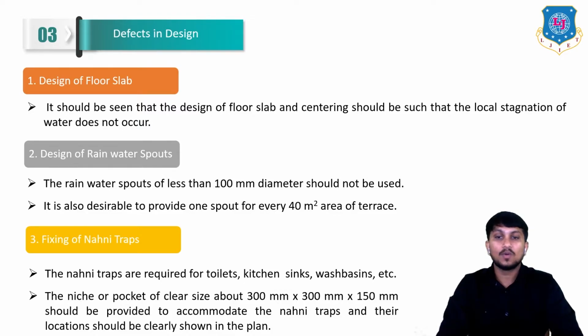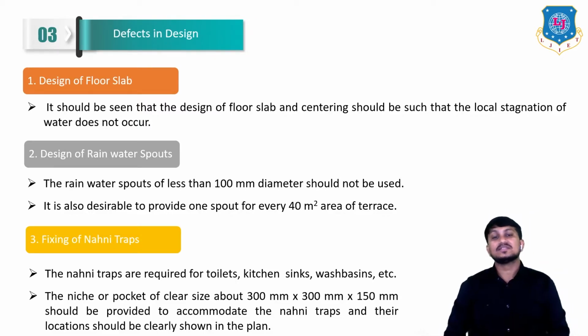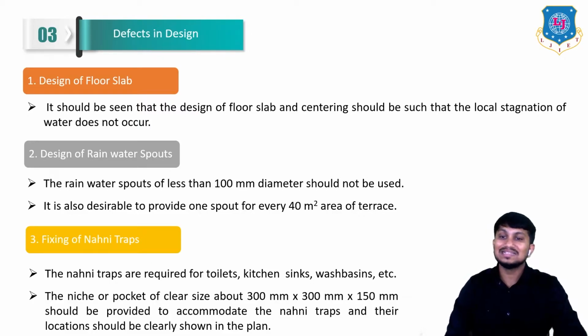Third, fixing of nanny traps. The nanny traps are required for toilets, kitchen sinks, wash basins, etc. The niche or pocket of clear size about 300 mm by 300 mm by 150 mm should be provided to accommodate the nanny traps, and their location should be clearly shown in the plan. So this type of nanny trap is compulsory for toilets, kitchen sinks, wash basins, etc. And the sizes should be comfortable to avoid the water logging.